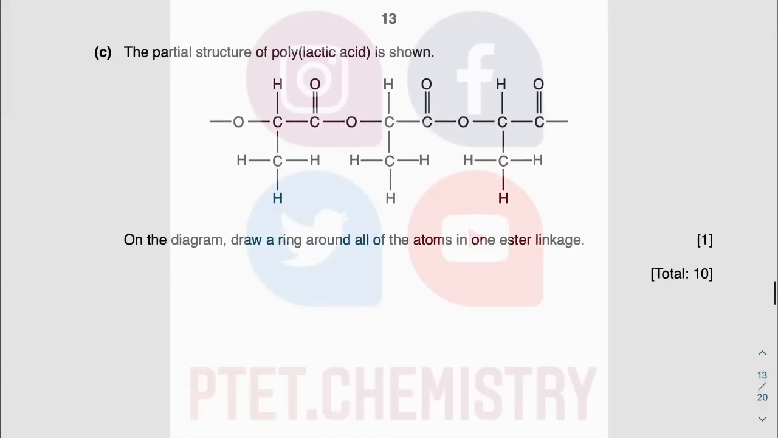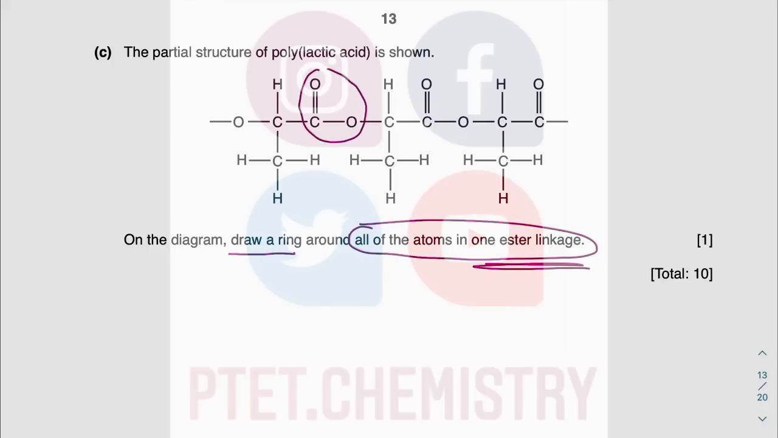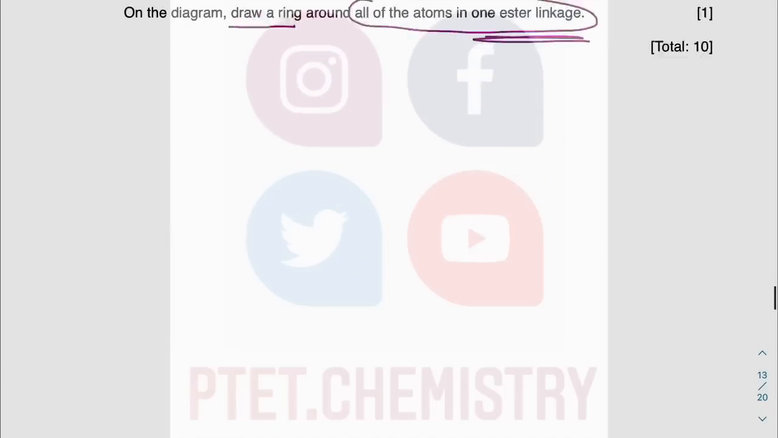Now next bit, they want you to draw a ring around all the atoms in 1 ester linkage. So you just need 1 ester linkage, all the atoms in the ester linkage. There's another one you can draw there. This will connect to this, so there's actually another one there, but it's hard to see it. So you can draw that or that, but you just need 1. Alright?